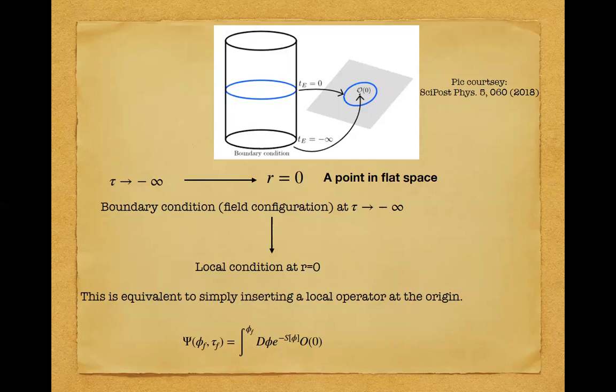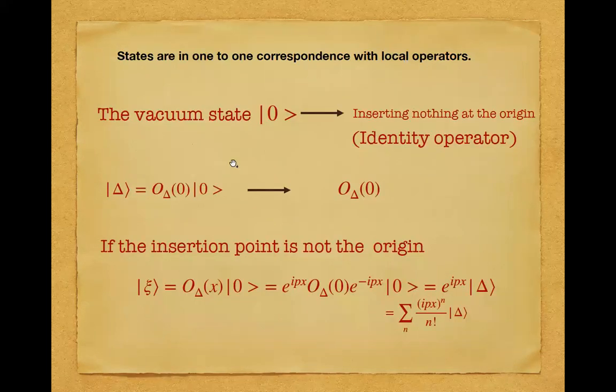So we learned that for each state on this sphere, we can insert an operator at the origin. This is the state operator correspondence. Let's see what the consequences of this are. For example, the vacuum state on the sphere you can think of as inserting nothing, which is just the identity operator. So that O at 0 is just replaced by an identity operator, and that will give you the vacuum state on the sphere.